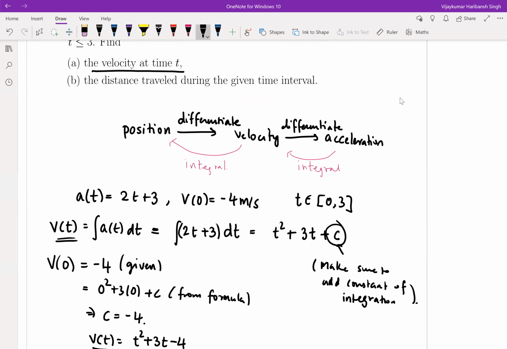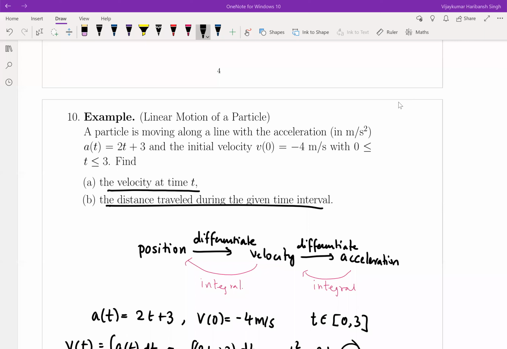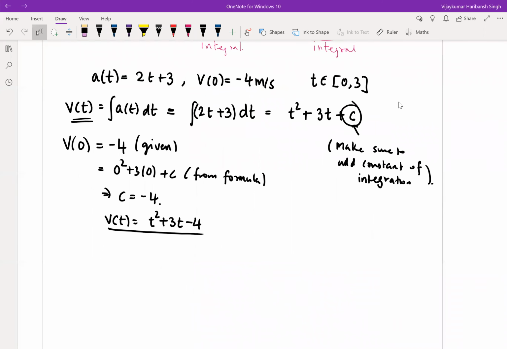Now, the second part is asking you the distance traveled during this time interval. So what shall I do? If you integrate velocity from 0 to 3, this will give you the displacement.